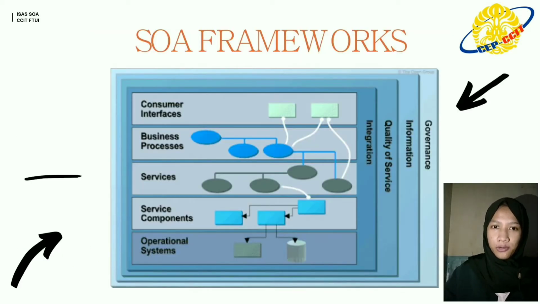Service-oriented architecture framework. In this picture, the SOA framework has 5 horizontal layers. The first is the consumer layer. It is a GUI-based app for end users reaching the application. The second is the business process layer. There are business use cases in the world of application. The third is the service layer. This is the full industry in a service table. Fourth, the service component. These are managed to develop the service. Fifth, the operational system. It holds the data pattern.